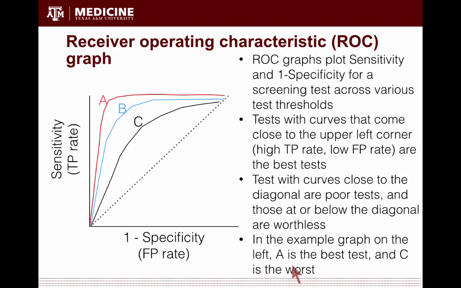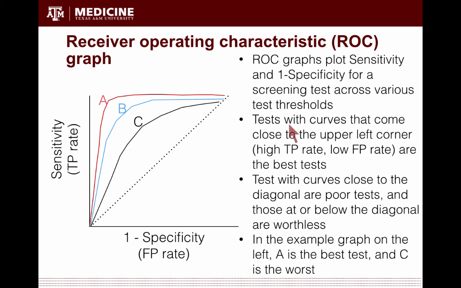Another type of graph often seen on the Step 1 examination is the Receiver Operating Characteristic graph, or ROC graph for short. ROC graphs are a way of comparing different screening tests. They plot sensitivity and 1 minus the specificity, where sensitivity is also called the true positive rate, and 1 minus specificity is also called the false positive rate.